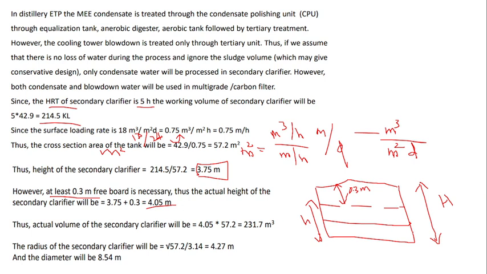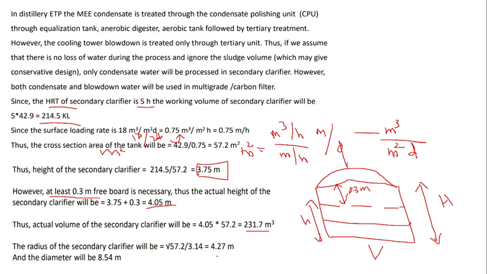Now to calculate the actual volume of this entire secondary clarifier, just multiply this height with the cross sectional area. The cross sectional area will not vary; it is the same all over the tank. So just multiply the 57.2 meter square by 4.05 height to obtain the actual volume, which is nothing but 231.7 meter cube. Now we have obtained the total volume.